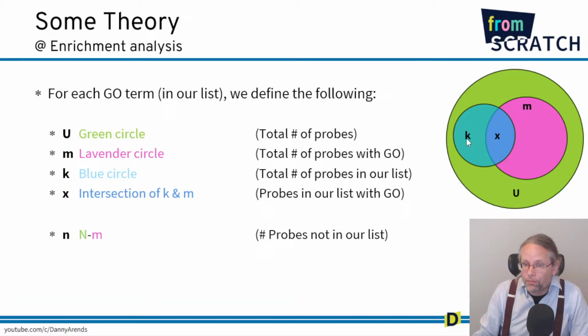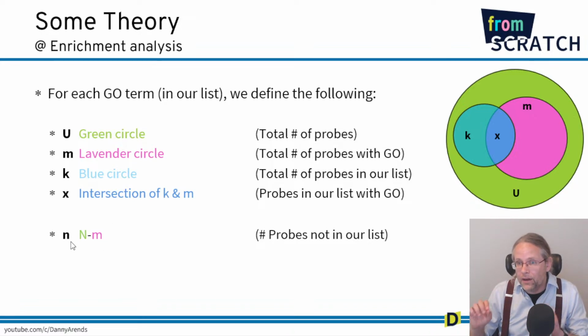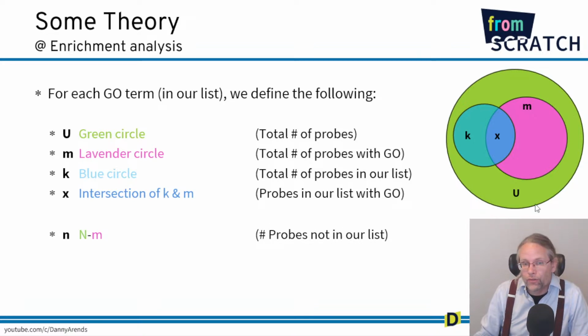So for example, X divided by K is the ratio of probes that have a certain gene ontology. It's like 5 out of 20 differentially expressed genes have this GO term. And then we also define an additional N. N is defined as big N minus M. So it is the number of probes which is not in our list.